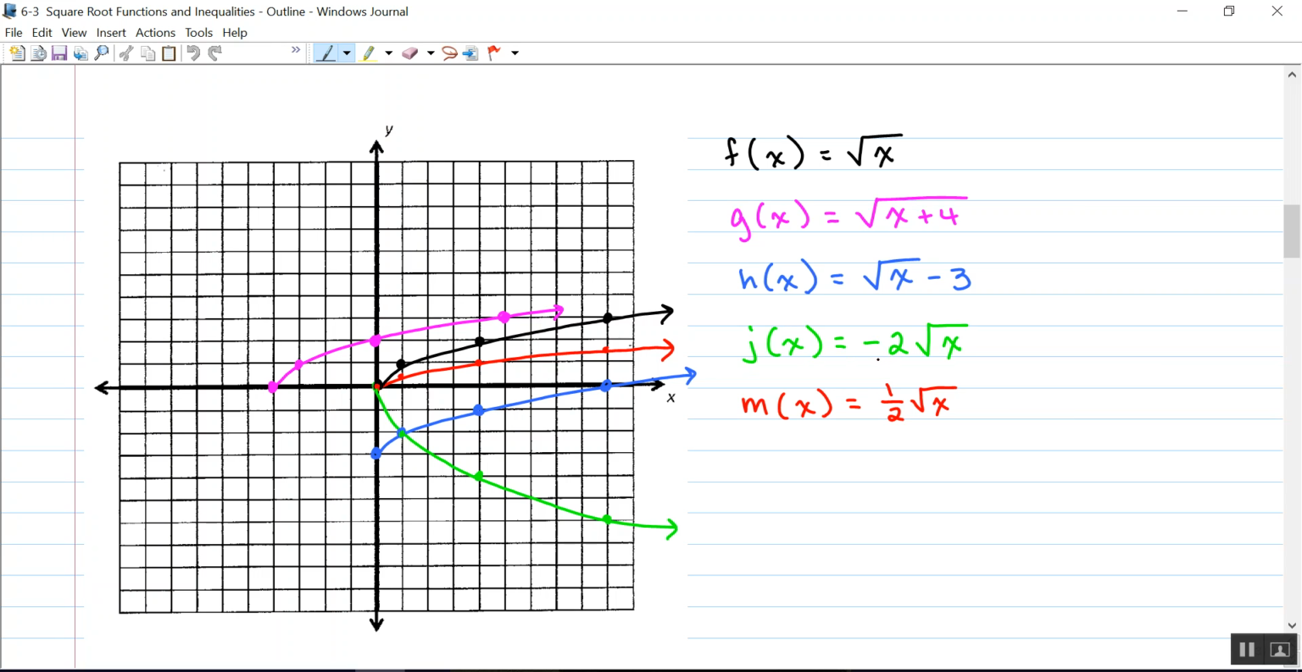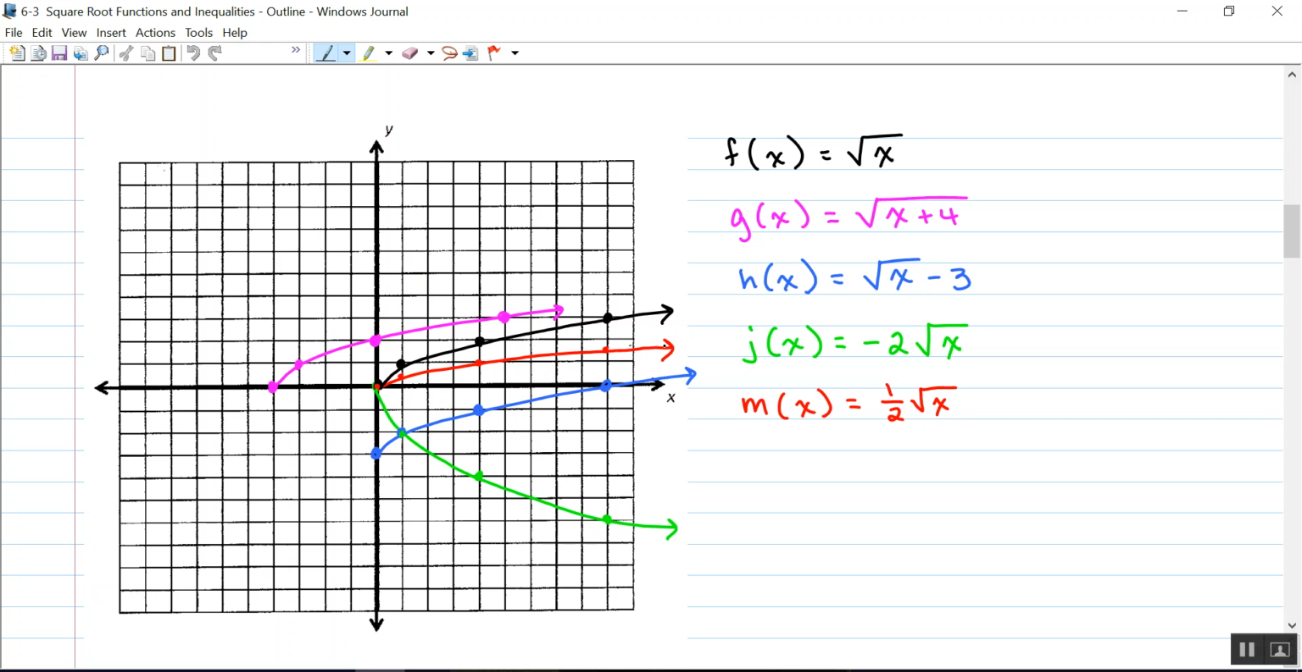G of x has a negative 2 in front of the square root of x, so the negative is going to make it flipped, so it's going to be below the x-axis, and the 2, since the absolute value of that number is greater than 1, it's going to be wider, and you'll notice it's a little bit further away from the x-axis than the others are. And m of x has a 1/2 out front, and that makes it narrower here.